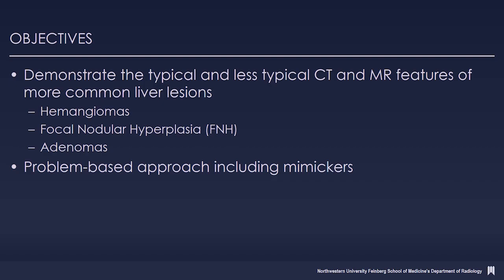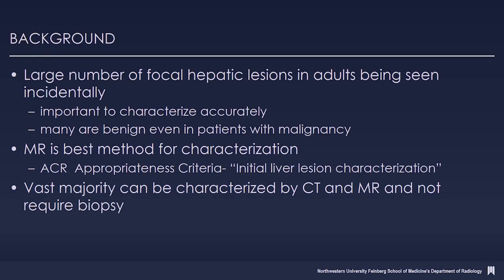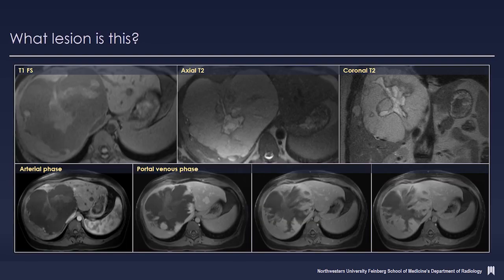their mimickers. And I like to do a problem-based approach, including the mimickers, to give you an idea of what the lesions look like. As background information, a large number of focal hepatic lesions in adults are being seen incidentally as we image patients more and more. But it's important as radiologists to characterize these lesions accurately, and many of these are benign even in patients with no malignancy. MR has been described, and I think it's true, as the best method for characterization, and that's been shown in the ACR appropriateness criteria as well. And the vast majority of the hope is that we can characterize them by CT and MR and not require biopsy.